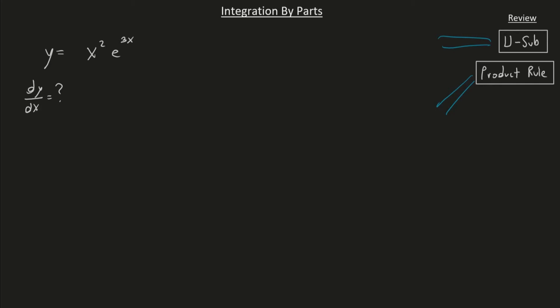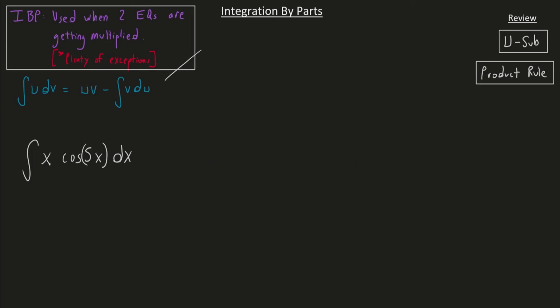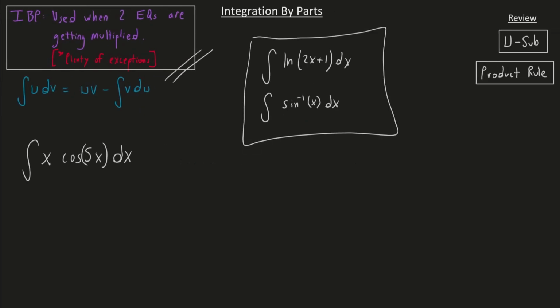So if you were asked to derive the following equation, you would do product rule on it, because you know that you use product rule when you see an equation y that's made up of two mini equations getting multiplied by each other. Well, that's generally what integration by parts is. So, integration by parts is in general used when two equations are getting multiplied. It is the inverse of product rule. But just know that there are plenty of scenarios out there where you can use integration by parts on just one equation. So just know that they're out there.